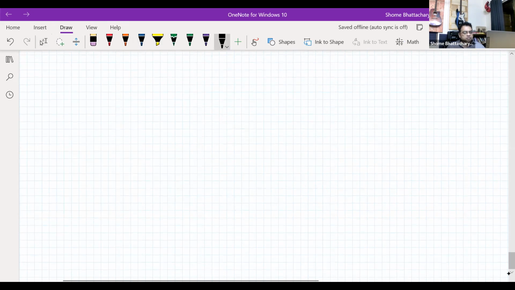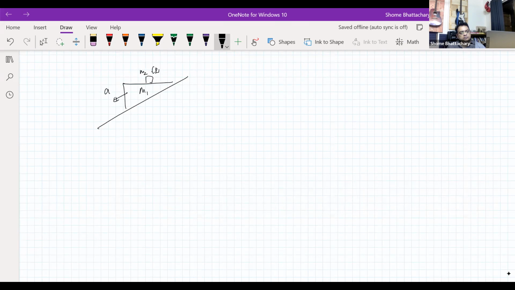So let us assume that this thing is going down the inclined plane with some acceleration A. And this is at rest with respect to M1.